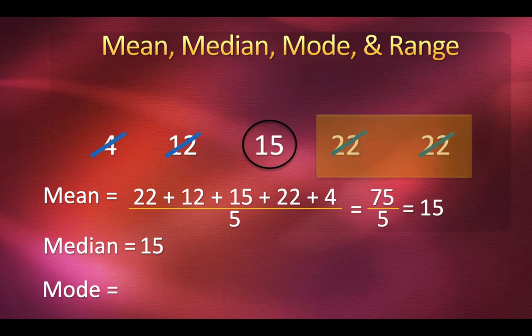Mode is the number that occurs most often. Because 22 is written twice, that would be your mode. Sometimes you'll have more than one mode, sometimes you won't have a mode at all. And range is the last one. That's taking the highest number and subtracting the lowest number from it. 22 minus 4 is 18. That is how you find mean, median, mode, and range.